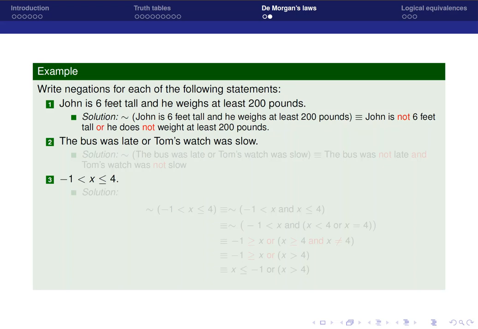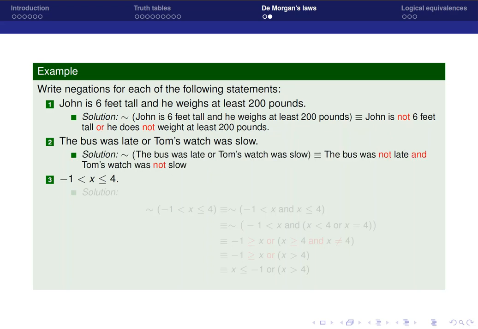And the negation would be John is not 6 feet tall, or he does not weigh at least 200 pounds. So we had started originally with an and statement. The negation of it becomes an or statement. We also have to negate the two components before and after the or. This is the reason why we're putting not 6 feet tall, and also we're putting not, he does not weigh at least 200 pounds.